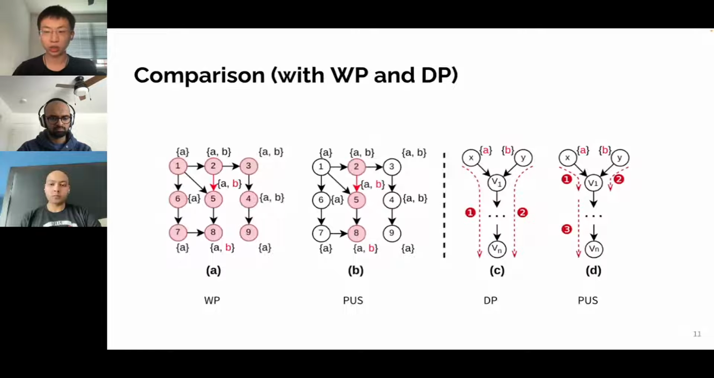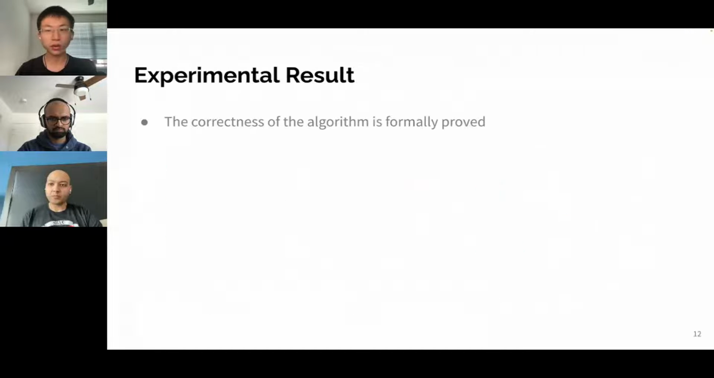And compared to deep propagation, because deep propagation does not propagate points-to information in topological order, it will have to recompute the points-to information from V1 to Vn twice, while PUS only propagates information between these two nodes once. We also formally prove the correctness of the algorithm. If you are interested in the details of the proof, please refer to our paper.